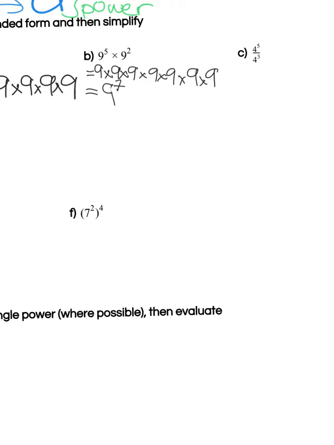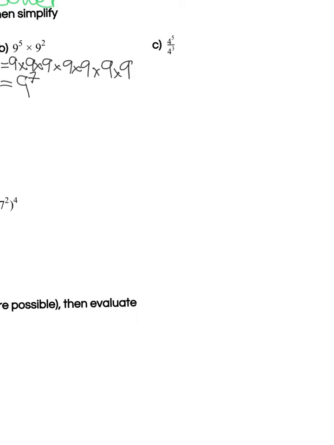Okay. All right. You will notice that we are changing courses a little bit. Now I have 4 to the power of 5 divided by 4 to the power of 3. So let's write out how many 4s I have on top of my fraction. 4 to the power of 5 means I have 4 times itself 5 times. Okay? Now let's do the bottom. 4 to the power of 3 means I have 4 times itself 3 times.